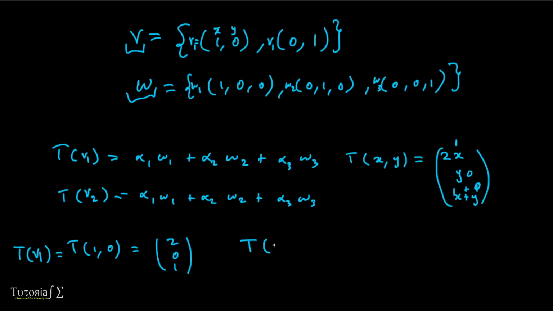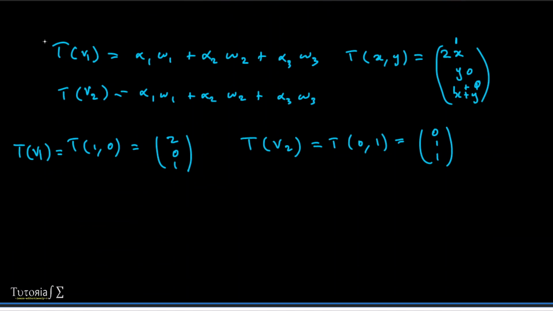Then T V2 will be equal to the transformation of, this is V2, this is x and this is y. So we write our x is 0 and our y is 1, so where there is x we replace 0. So this is 2 times 0, which is 0, here it is 1, then here will be 0 plus 1, which is 1. So we have that. Then now we can replace in these equations.